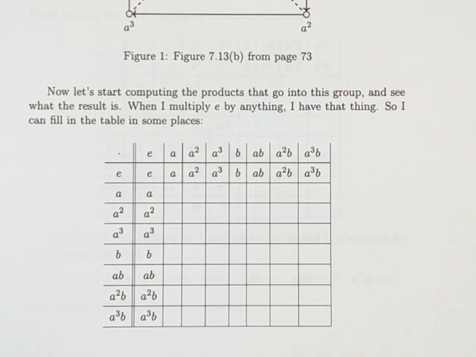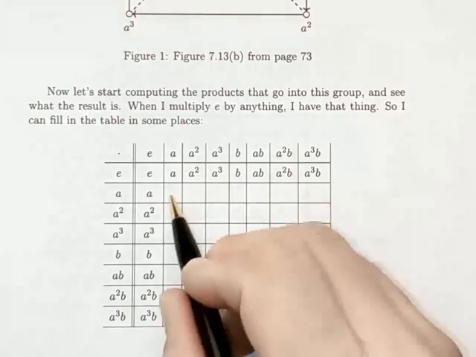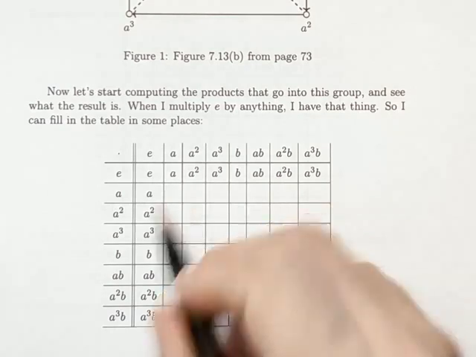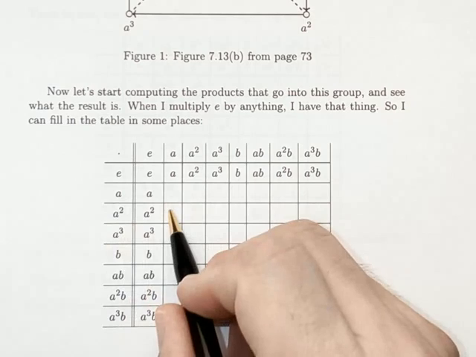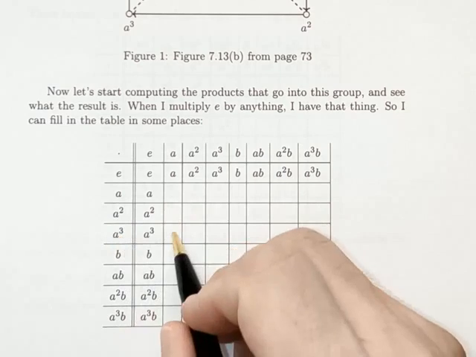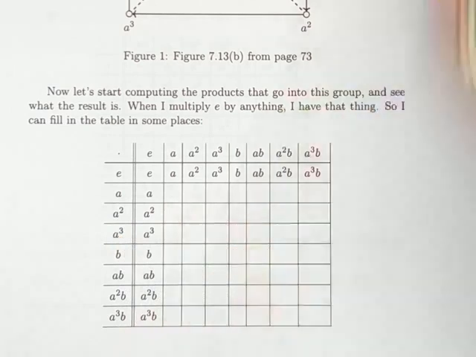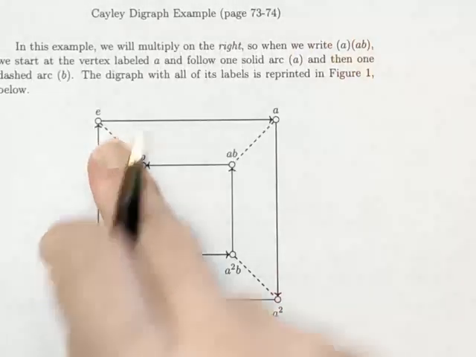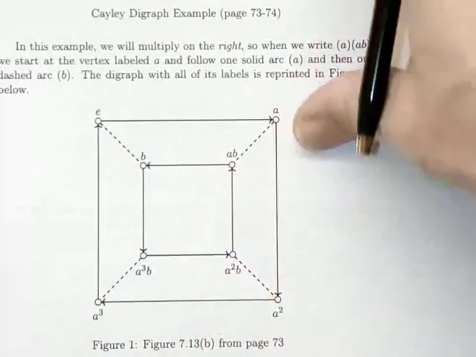But now I want to fill in the second row and the second column. It's probably easier, since I'm multiplying on the right, to fill in the column. So, A A should give me A squared. A squared with an A on the right should give me A cubed. A cubed with another A gives me E. I'm going to use this to fill it in.